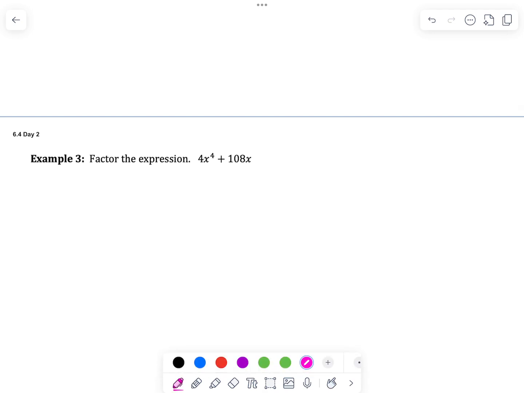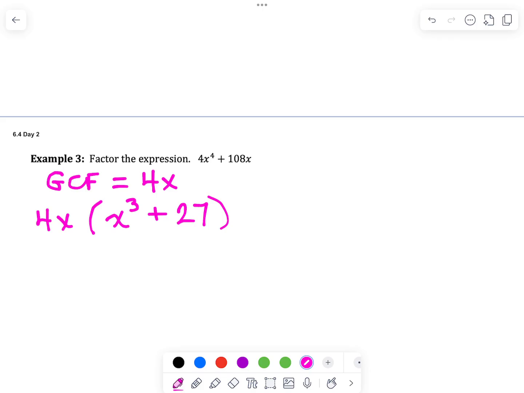All right, example 3. What's different about this problem is it has a GCF in its expression. So the GCF of those two terms is 4x. We have to factor that out first. So we factor out our GCF, and we're left with x cubed plus 27. Now we're going to go ahead and factor the green piece using the difference or the sum of two cubes. So the 4x stays outside, and then we have x cubed.